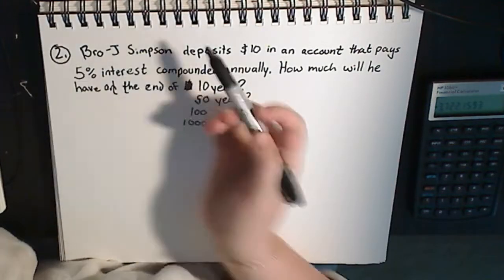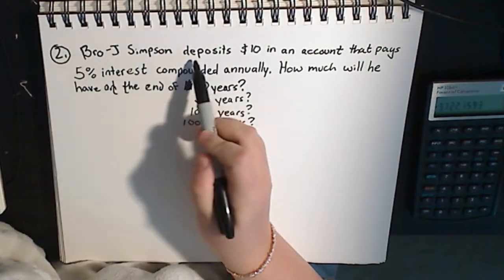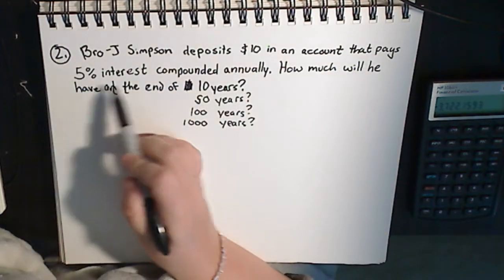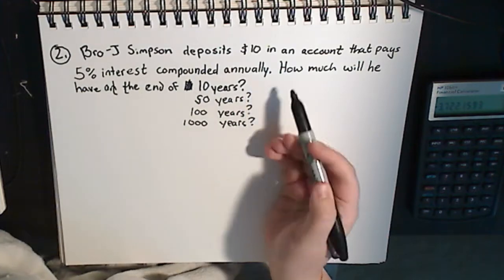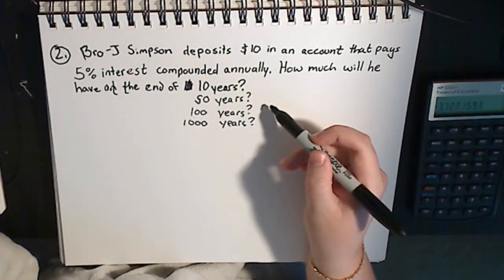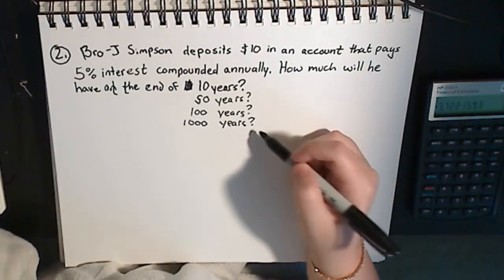Question number 2. Bro J. Simpson deposits $10 in an account that pays 5% interest compounded annually. How much will he have at the end of 10 years, 50 years, 100 years, and 1,000 years?